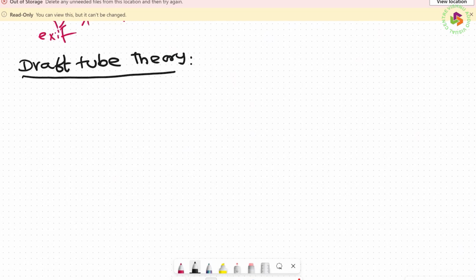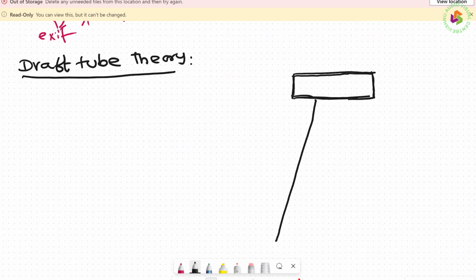So this is the next one. What is draft tube theory? The next topic is draft tube theory. In this theory, you understand what is the pressure at the exit of the runner. So now I draw the figure. You also draw along with me. So this is the turbine exit. Just for understanding sake, I am writing like this. Then from here, actually the draft tube is there. This is how the draft tube is, right?